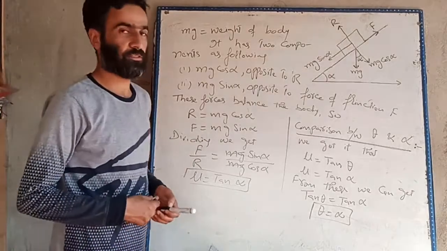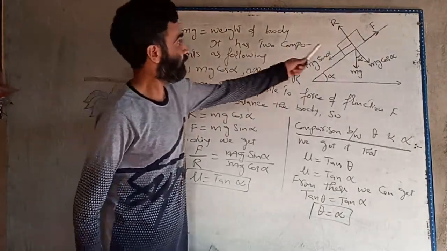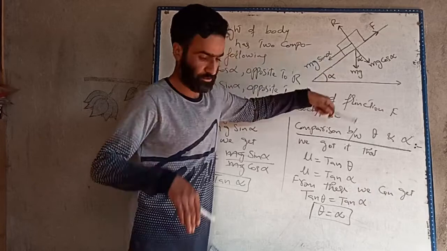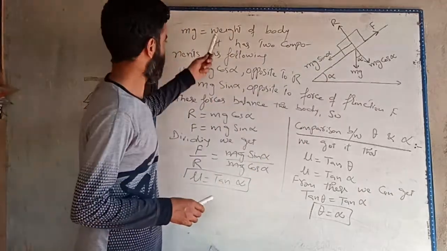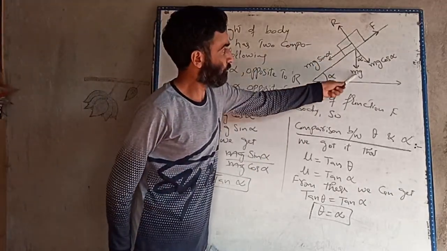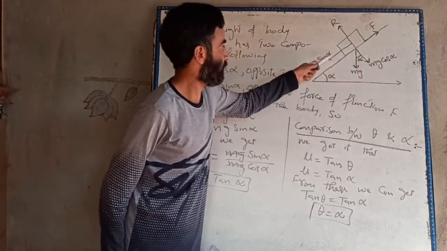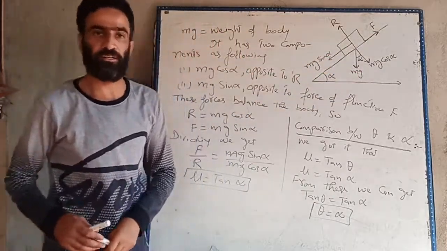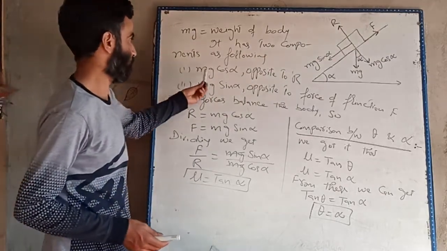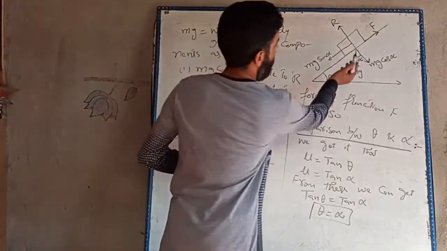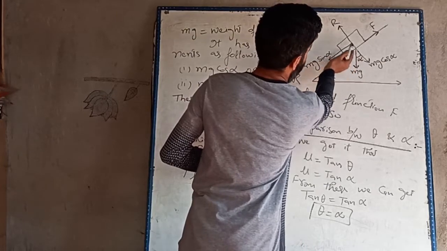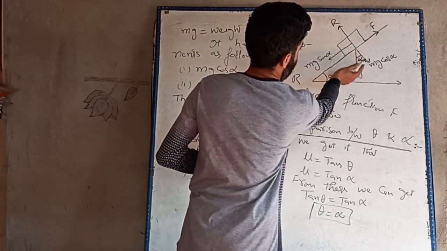Now let us take some mathematics. Here mg is the weight of this body. This weight always acts downwards, towards the center of the earth. But this weight here has two components. One component is mg cos alpha, and the next component is mg sin alpha. These are the vertical and horizontal components. But see, this mg cos alpha acts downwards, and here the normal reaction acts upwards. So these two balance each other.